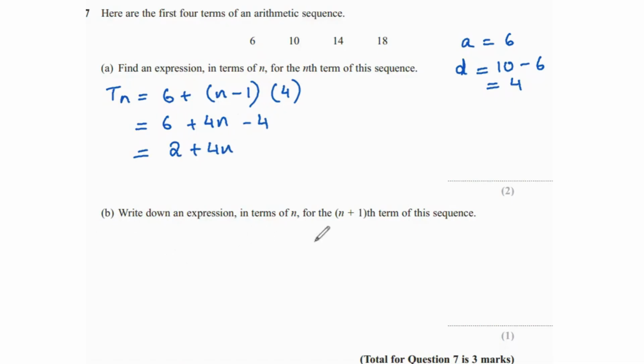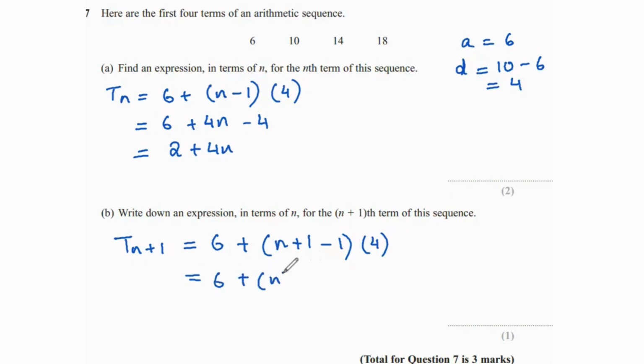Then write down an expression in terms of n for the n plus 1th term of this exact sequence. So this is for the nth term. If it's t n plus 1 now, what you will do is you will just replace n with n plus 1. That's the only difference. And then you solve the equation as it is. So 6 plus n times 4, because 1 minus 1 is 0. So that's 6 plus 4n. You could have also replaced this n over here with n plus 1. That's also going to be correct.